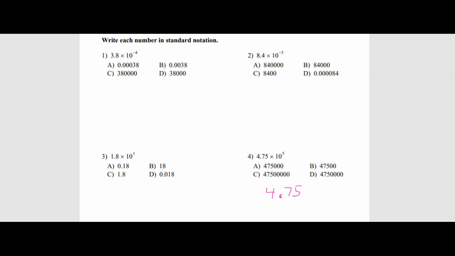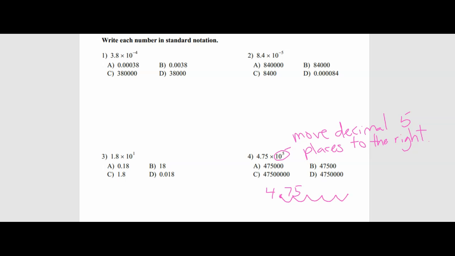Different course. So what we're going to do is this 10 to the power of 5 means that I need to move the decimal place 5 places to the right. That is going to make my number larger. If I moved it to the left, it would make it smaller. So 1, 2, 3, 4, 5.